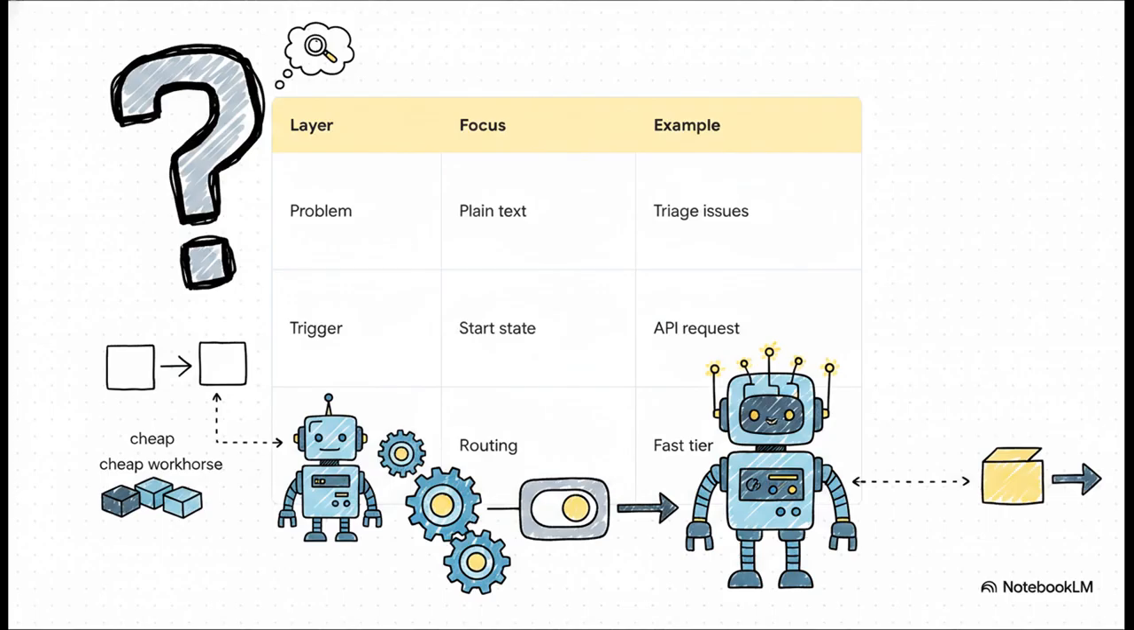First up, a plain language problem statement. Keep it so simple an outsider gets it instantly, like triage GitHub issues for engineers. Next, what is the exact trigger that starts a run, and what's the specific output that ends it? And finally, you absolutely must map out your models.